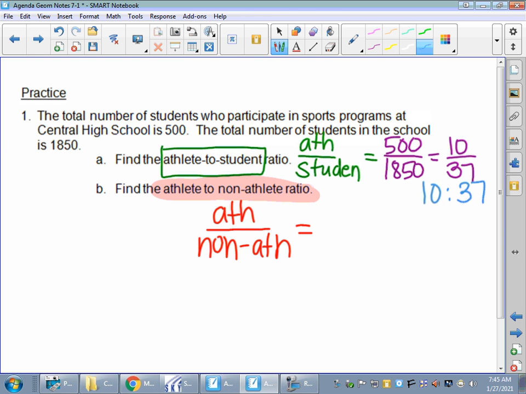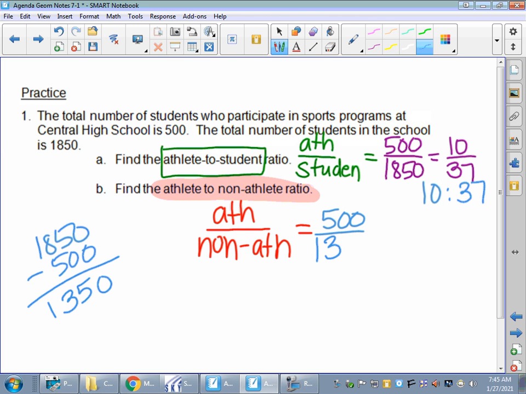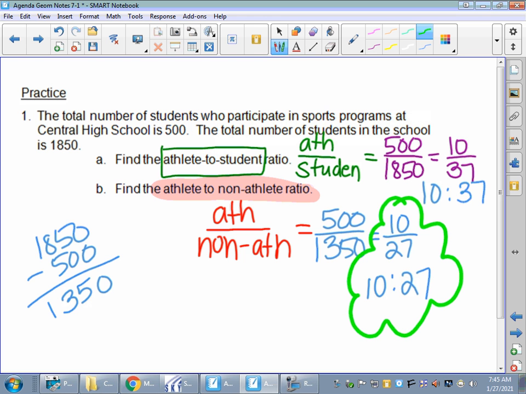Well, we know the number of athletes is 500. We've already used that number. Non-athletes is not given, but you can know it, right? If there's 1,850 students at the school and 500 are athletes, the rest of them must not be athletes. So I believe that's going to be 500 to 1,350. Of course, you're going to simplify that, and I think that one's a 10 to 27. And you could write it as 10 over 27 or 10 to 27. Either way would be perfectly right. Most of us have a preference to leave it looking like a fraction, but you are more than welcome to write it as a ratio with the colon.